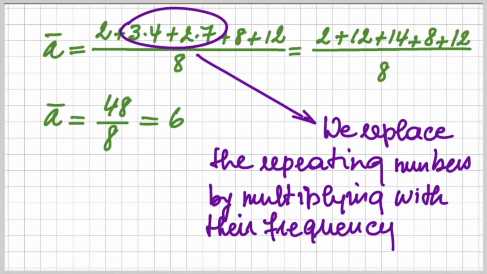When we look at this, what we do is replace the repeating numbers by multiplying the number with its frequency. The frequency for 4 is 3, so we replace the 3 times we have 4 by 3 times 4. For 7, the frequency is 2, so we multiply 2 by 7. We have the frequency multiplied with a number, and that is already the introduction to what we can call the weighted average.